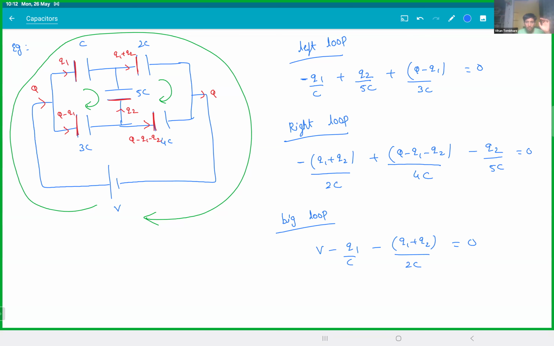Vihan: Sir, Q2 is basically, we can see minus Q2 is coming down from negative to positive for the middle 5. So then, sir, minus Q2 is going in a positive direction. So shouldn't it be minus Q2 by 5C? Which loop are you talking about? That capacitor, the 5C. Which loop capacitor are you talking about? Left loop. In the left loop you're going from here to here. You are going from here. This plate is positive or negative plate? Negative. So if you're going from negative to positive plate, potential increases or decreases?